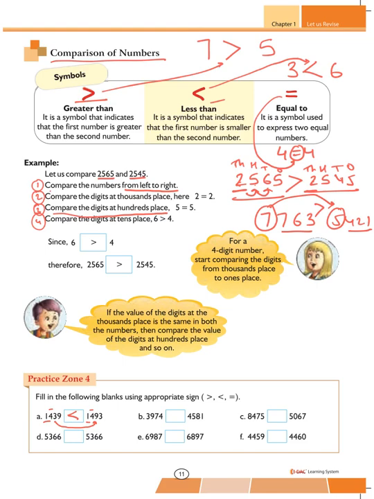Suppose we move on to the second example, B. The first digit is 3 and the other first digit is 4. Is 3 less than 4 or greater than 4? It is less than 4. So we get the answer: 3974 is less than 4581. There is no need to check the remaining digits as the first digit is smaller than the first digit of the second number. You have to do the remaining sums as homework.